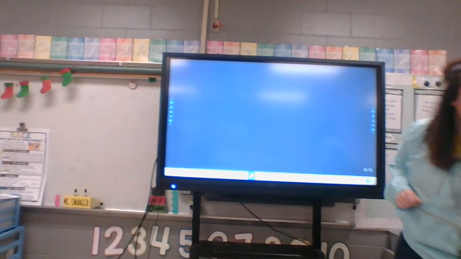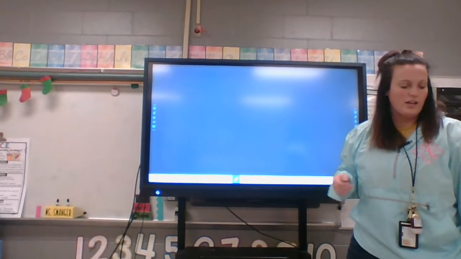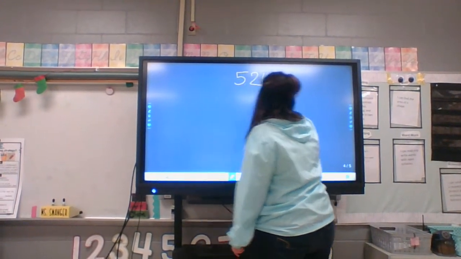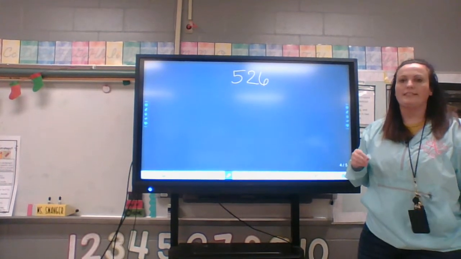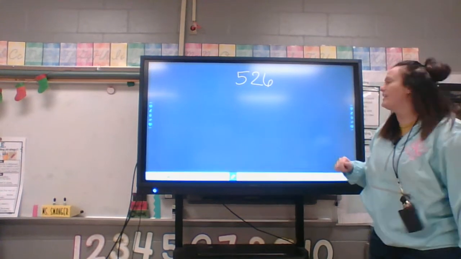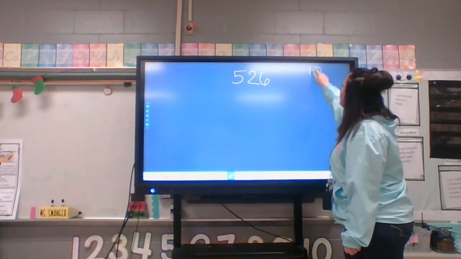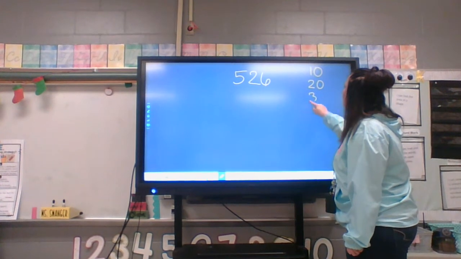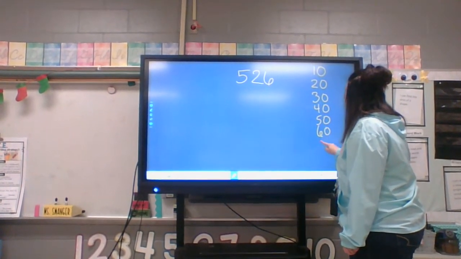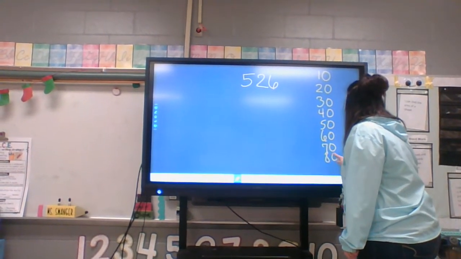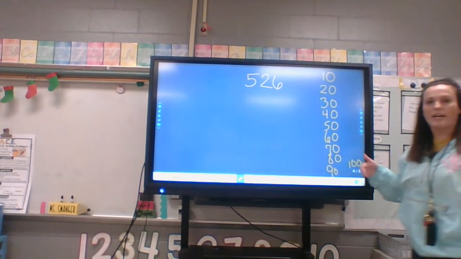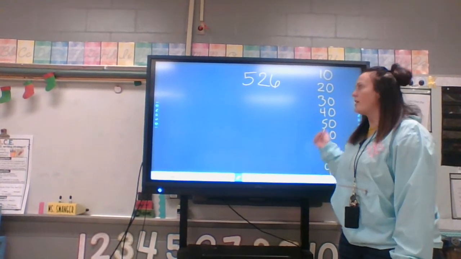All right, now I'm going to practice rounding using a number line. The number I'm going to round is 526. I'm going to round 526 to the nearest tens. So I'm going to list down here on the side all my tens. That's 10, you can count with me, 10, 20, 30, 40, 50, 60, 70, 80, 90, and then I'm going to put 100 out here to the side. I'm just going to list those out there while I round to the nearest 10.